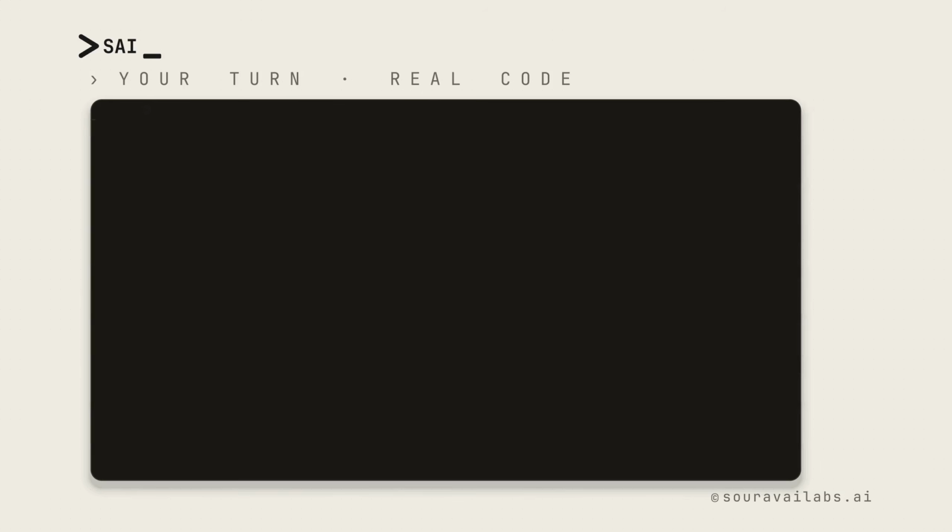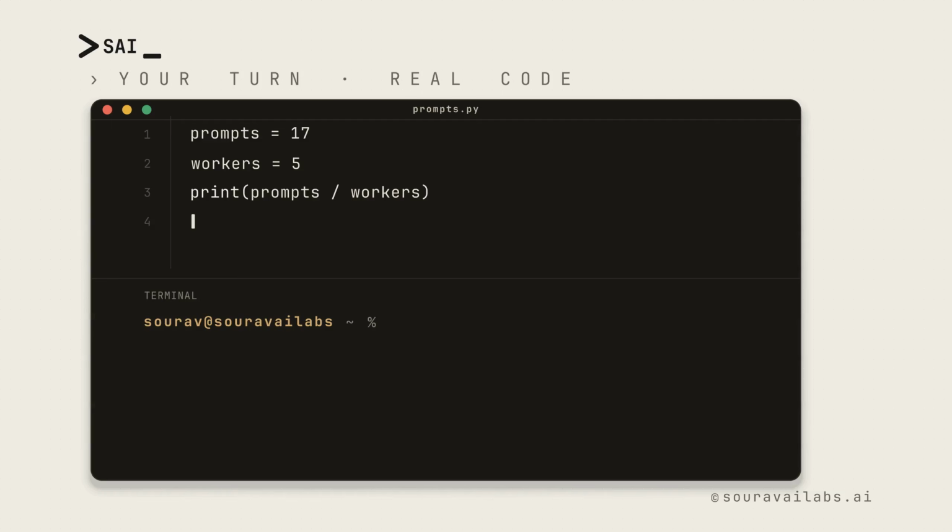Let's write it. Line 1 is the 17 prompts. Line 2 is the 5 workers. Line 3 is plain division, the one with the decimal. Line 4 is floor division, the whole number each. And line 5 is the remainder.